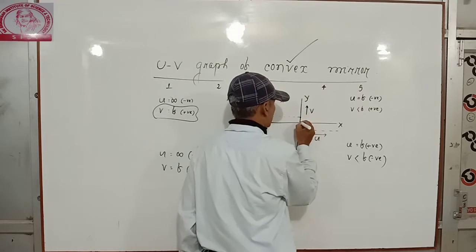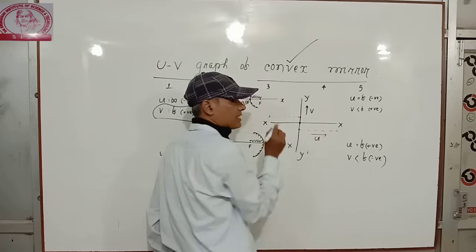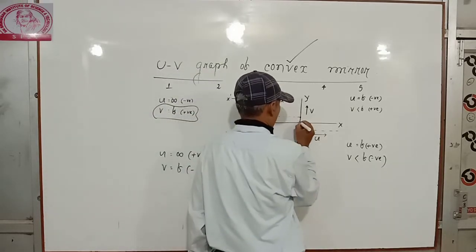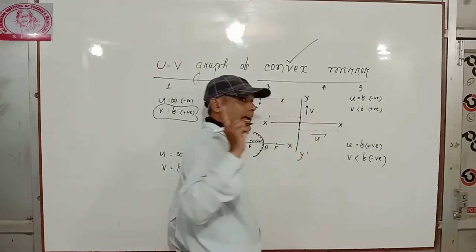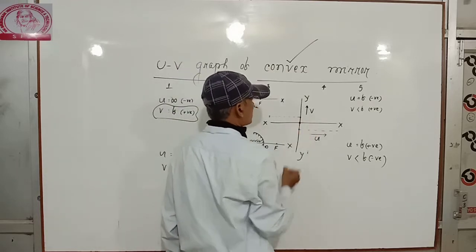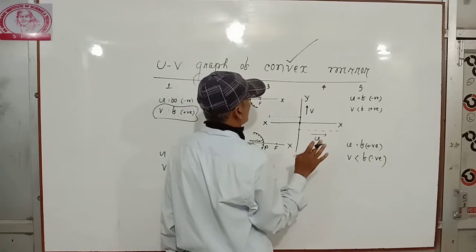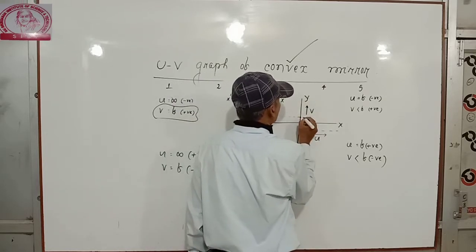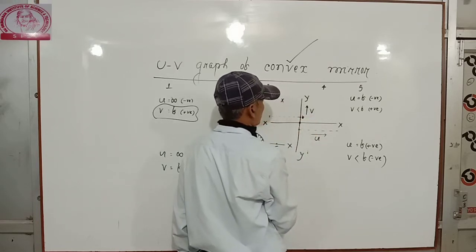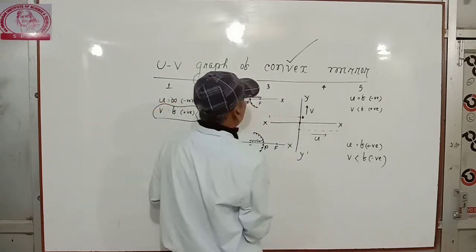Okay? So now, here is a point. V is equal to 0. But this case never happened in case of concave mirror. Only happened in case of convex mirror. When V is 0, U is also 0. Okay? Now, when V is F, this is F. When V is F, U is infinity.